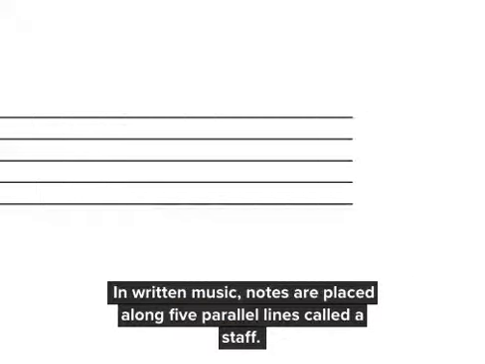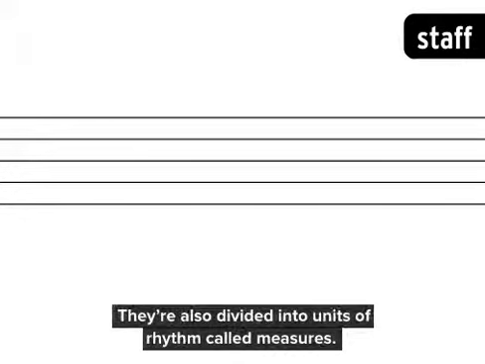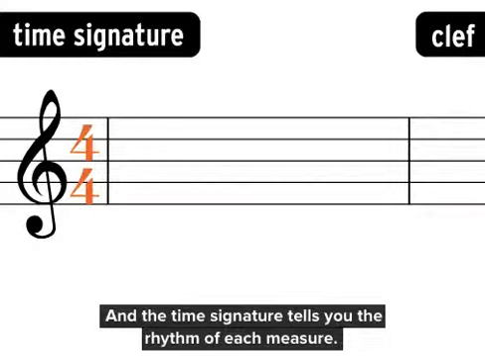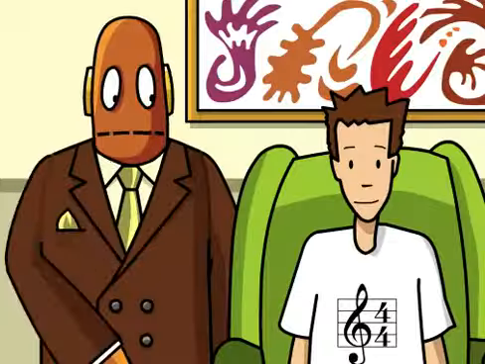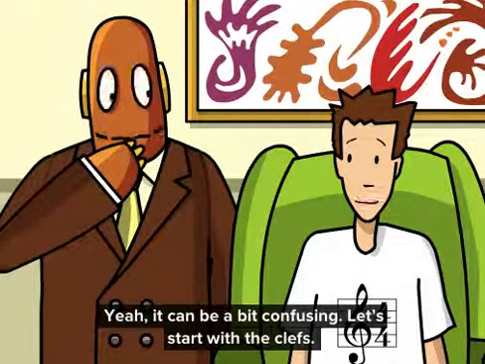In written music, notes are placed along 5 parallel lines called a staff. They're also divided into units of rhythm called measures. The clef tells you which tone each note represents, and the time signature tells you the rhythm of each measure. Yeah, it can be a bit confusing. Let's start with the clefs.